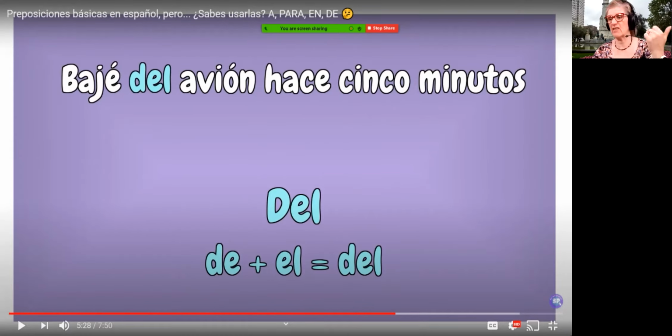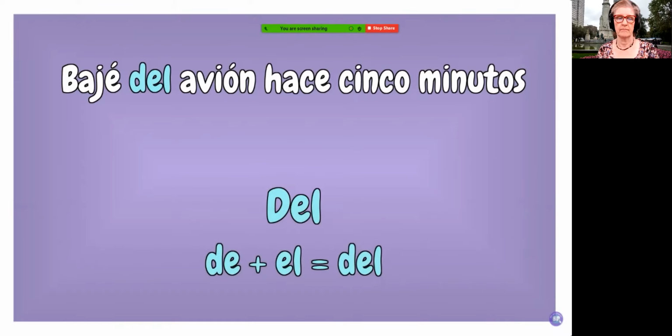It makes 5 minutes that I did this activity, meaning I did it ago. Hace 5 minutos, they have no word for ago. So they use bajé, preterite, with hace 5 minutos, and then we insert that English word ago. ¿Por qué? Porque el avión es el origen o el punto de partida. Y recuerda que de, el, se transforma en del. Bajé del avión.